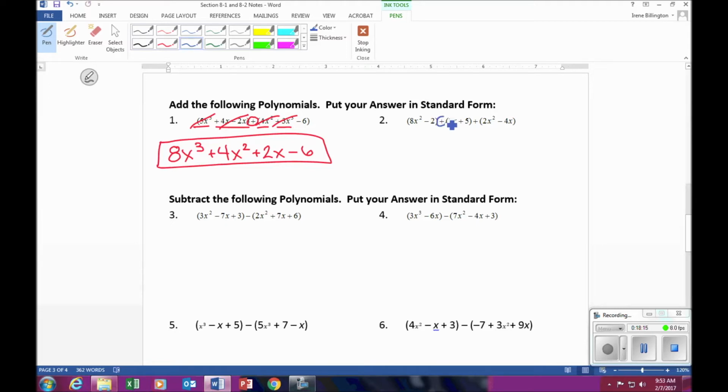Same idea for this next example. We're still adding. Okay, we're adding 3 different sets of parentheses. That's fine, nothing changes. So let's start with our x squared. It's 8x squared plus 2x squared, 10x squared. Next, let's go to 3x plus negative 4x would be negative 1x. Remember, if you're adding a negative, it's like subtraction, okay? And then our constants, we have a negative 2 plus 5, which would be plus 3.